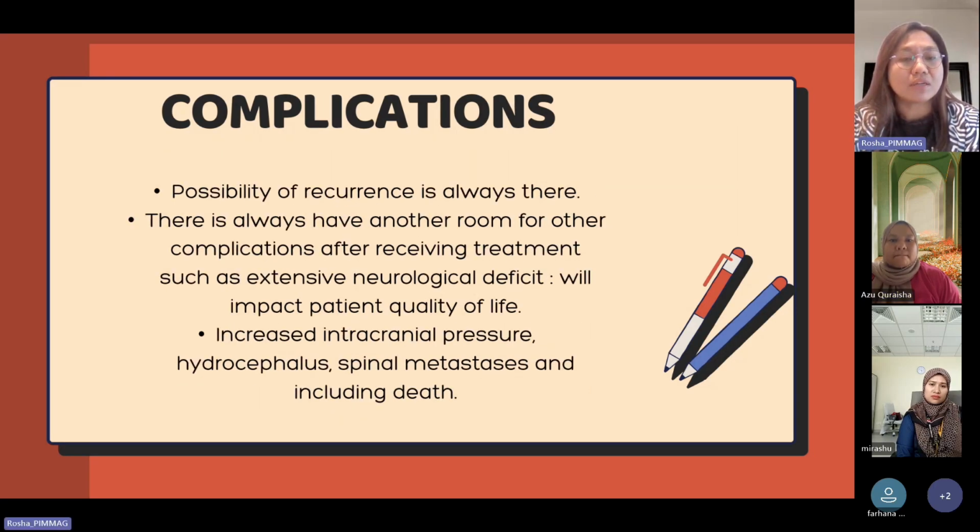So moving forward, the possibility of recurrence is always there. There is always room for other complications after receiving the treatment, such as extensive neurological deficit. It will impact the patient's quality of life. It also can cause increased intracranial pressure, hydrocephalus, spinal metastasis, including death.